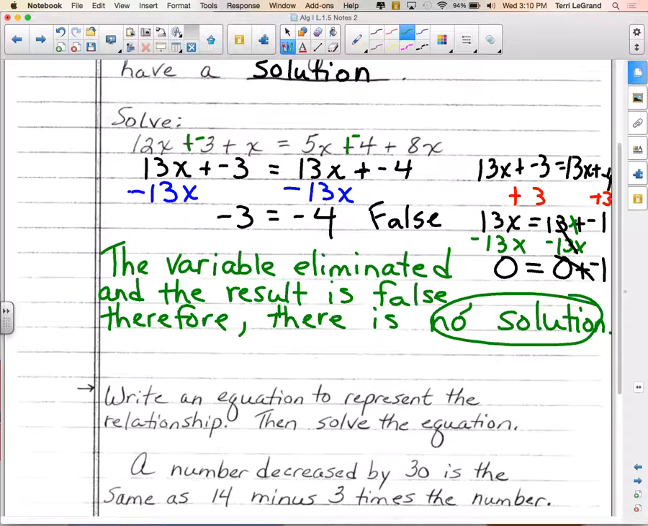So we would say, here's what happened. We don't have to write all that out, but we would say to ourselves, hey, wait a minute, the variable eliminated. It's no longer there. But I have this statement that's not true, so it can't be an identity. I got a statement that's false, so that tells me, you know what? This is one of those no solution ones.